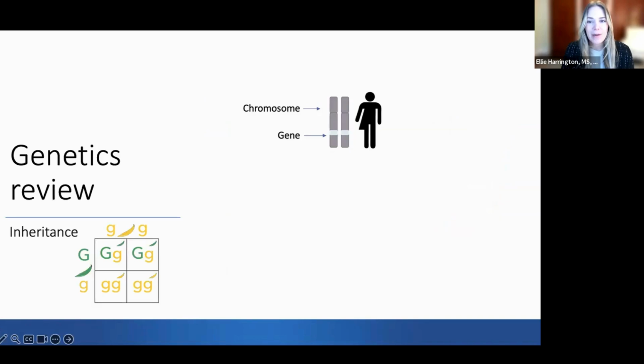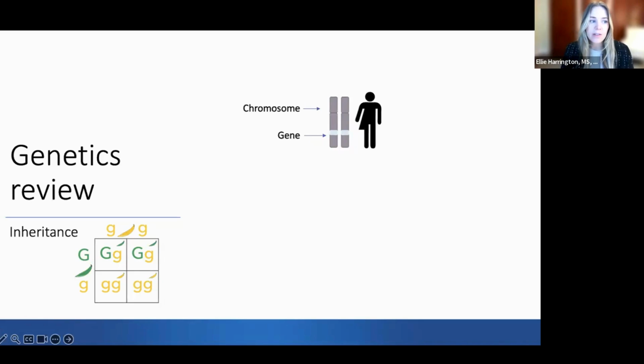Okay, here's that Punnett square. But ALS genetics, the majority of our genes are inherited. All of our genes are inherited. The majority of the ALS mutations are inherited in what we call an autosomal dominant manner.